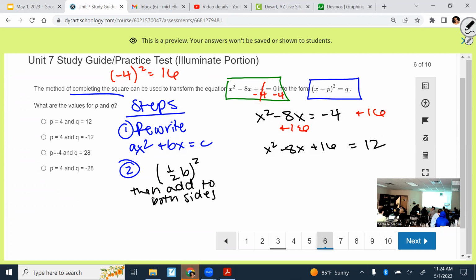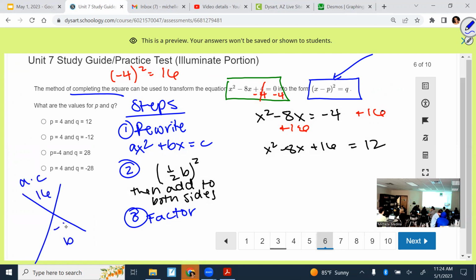Step 3 is to do what now? Diamond method for the left side. We want to factor that perfect square trinomial because then we can write it in this format, which it wants me to stop at. So if it's a trinomial, use the diamond method. Since it's a perfect square trinomial, it should be the same number that fits here and here. So what multiplies to 16 that adds to -8? Negative what?